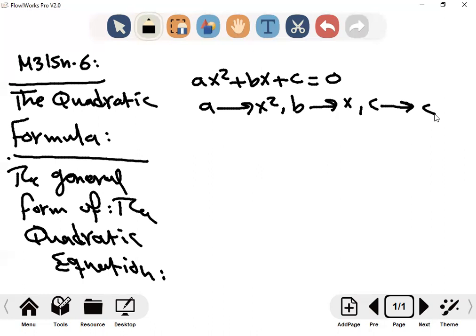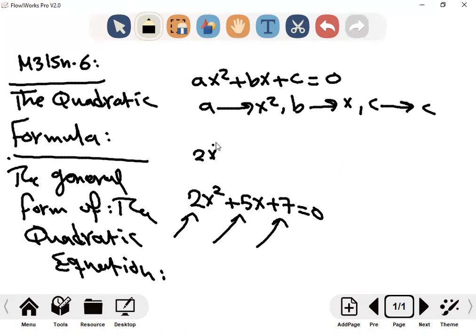For example, when I say 2x power 2 plus 5x plus 7 equals 0, here this is A, this is B, this is C, right? But if I say 2x power 2 plus 7 equals 0, then there is no B. B goes with what? With x. Do we have x? No. We have A and C. Not a problem. Got it?